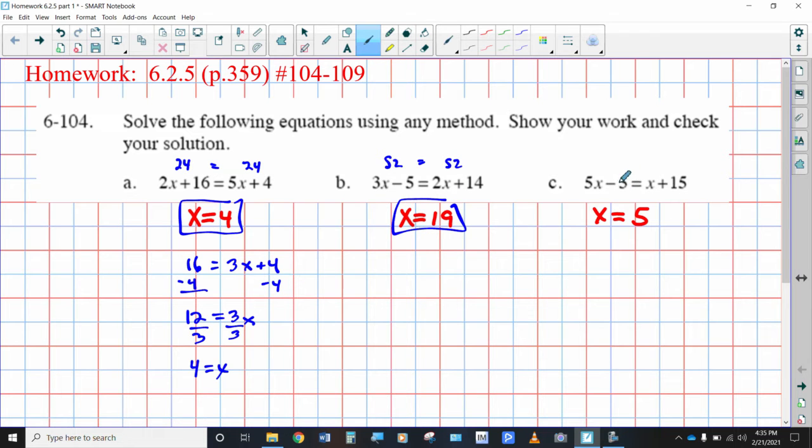And here we're going to add, now let's take away an x from each side to give us 4 x's. Let's add 5 to each side to give us 20. 4 times 5 is 20. Yes, it is. So 20 minus 5 is 15. And no, it's not 20. It's supposed to be 5 times 5 is 25 minus 5 is 20. And then 5 plus 15 is 20. Yes, it is. So we know we got our answer correct.